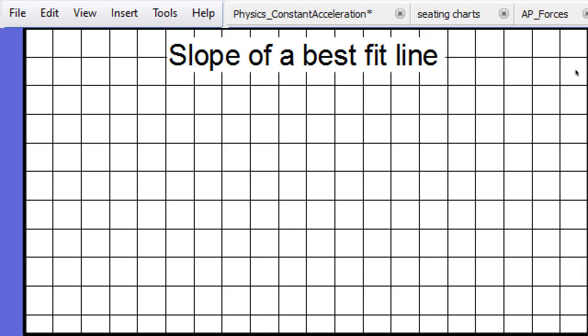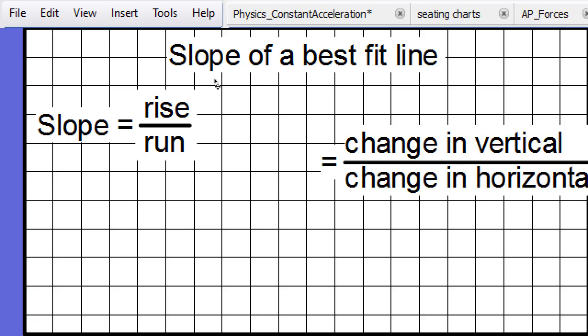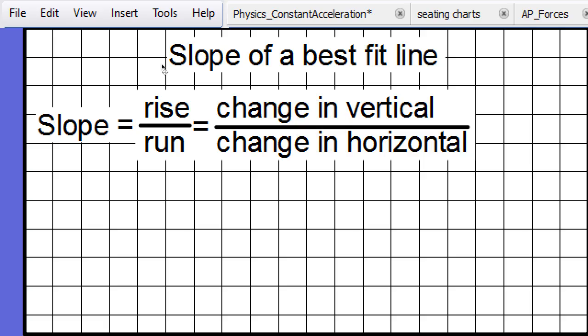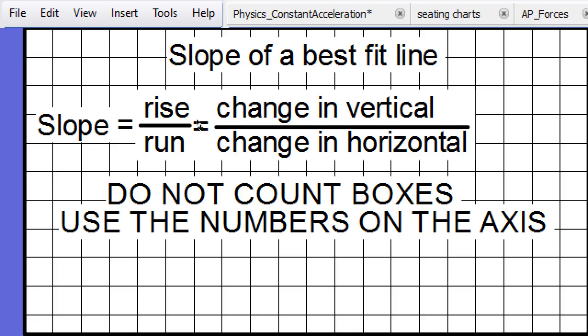All right, now, something that a lot of us got wrong is how to find the slope of a best fit line. All of you know and did correctly, slope is rise over run. All of you know and did correctly, that means you need to find how far up you go and divide it by how far over you went. Here's where people did things wrong, though. Lots of you didn't use your scale. You counted the number of boxes. Don't do that. Instead, you need to use the numbers on the axis. You need to use your scale.